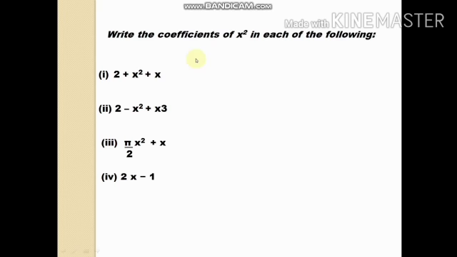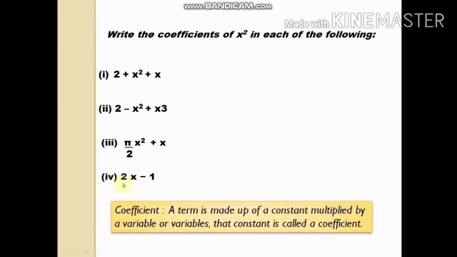Next question is, write the coefficients of x square in each of the following. Let's see what is the meaning of coefficient. A term is made up of a constant multiplied by a variable or variables. That constant is called a coefficient. Let's see for this first part. You can easily see here 2 plus x square plus x, and here we have to find the coefficient of x square. Here the coefficient of x square is 1. Since here no number is there, it means 1 is there. So in first part the coefficient of x square is 1.